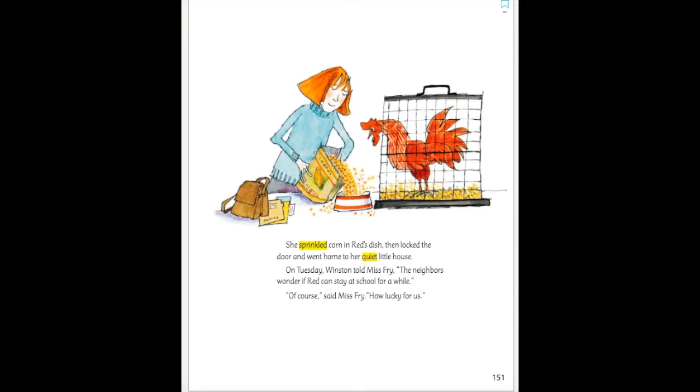She sprinkled corn in Red's dish, then locked the door and went home to her quiet little house.